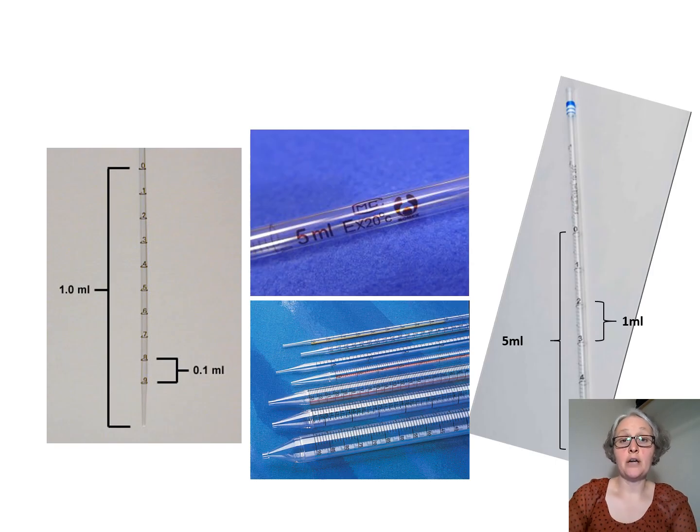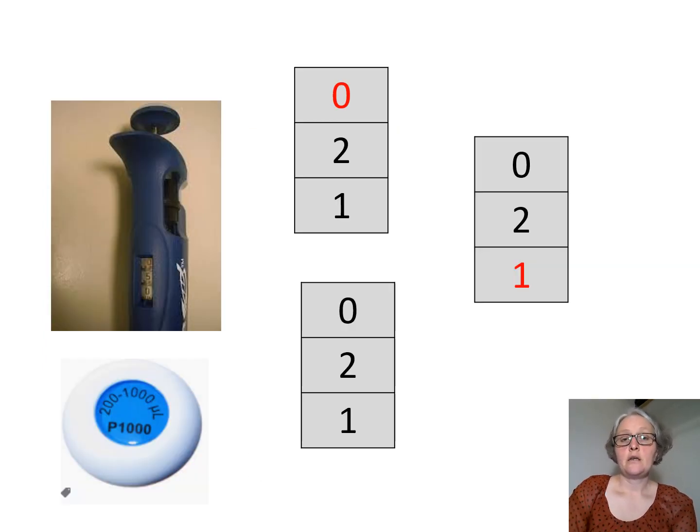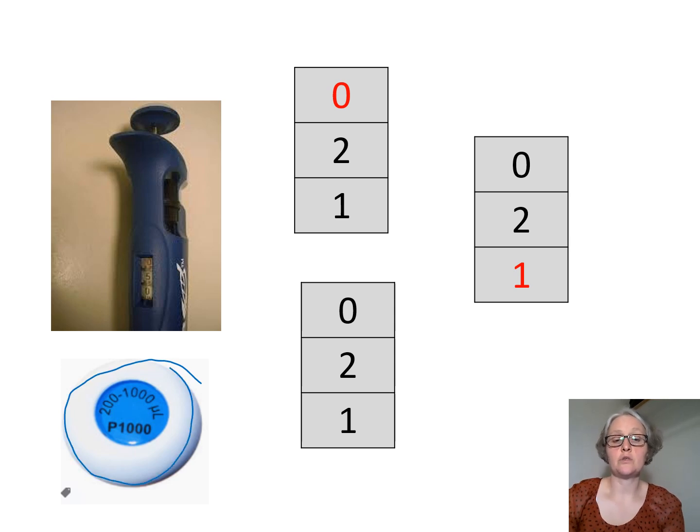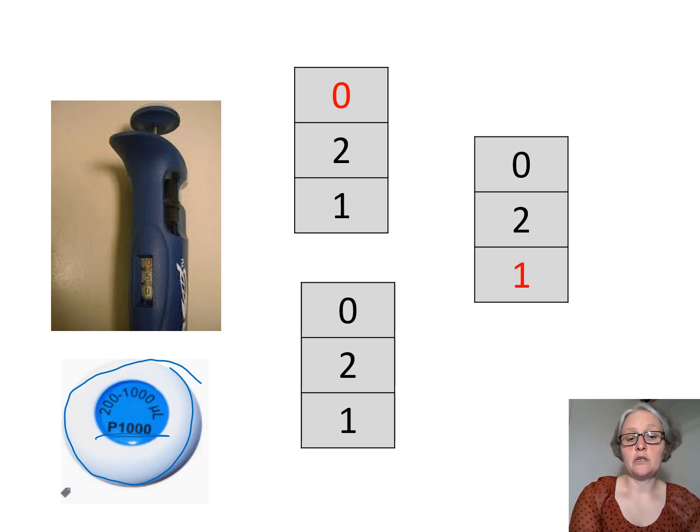Make sure that you know how to use the serological pipettes, that you can identify which size of micropipette you're working with as needed. Next, you should be able to read micropipettes. Each micropipette at the top usually tells you its volume that it's good for. So this one is good from 200 to 1,000 microliters. And we call the pipettes by the largest volume that they can use. This one is called a P1000 because it can hold up to 1,000 microliters.